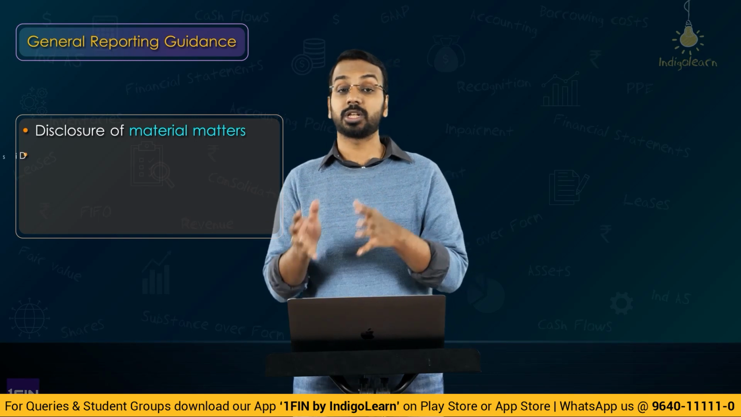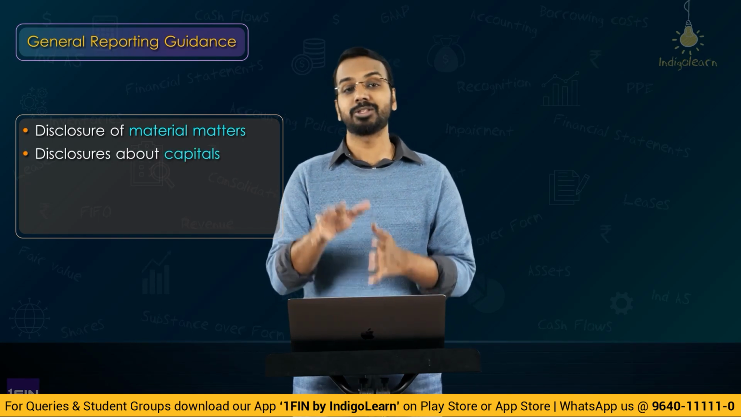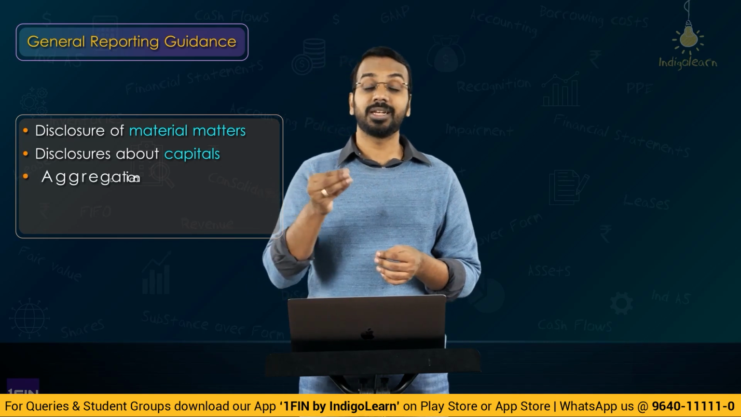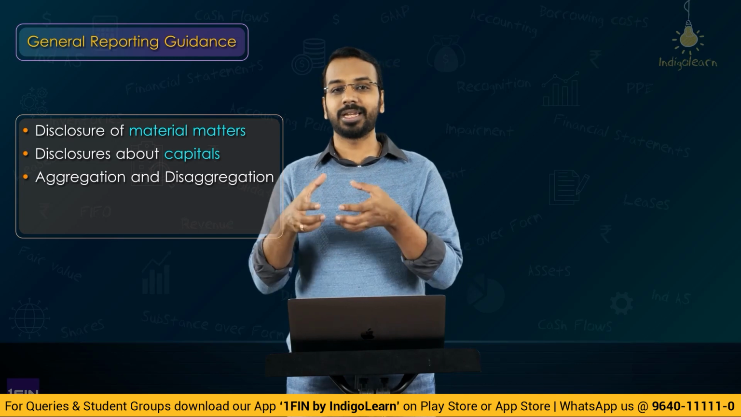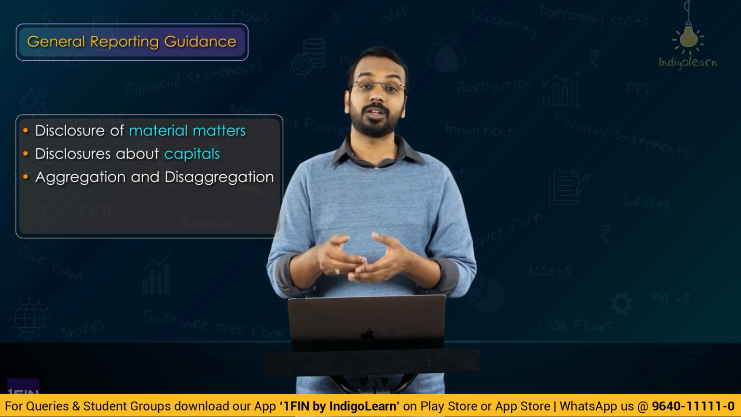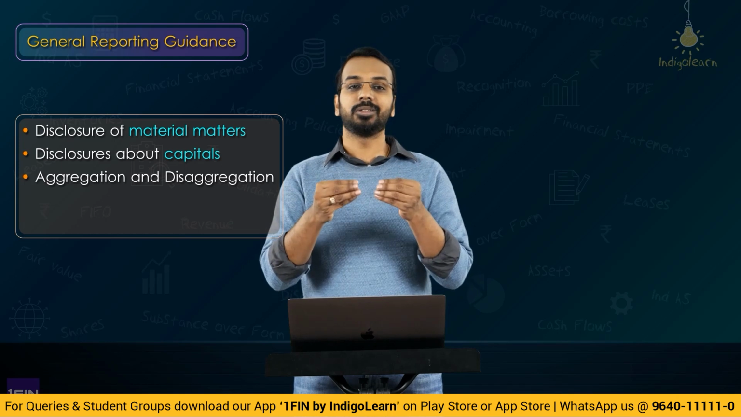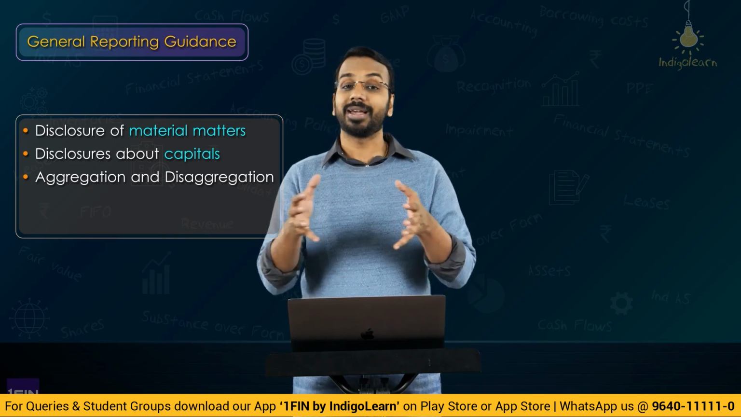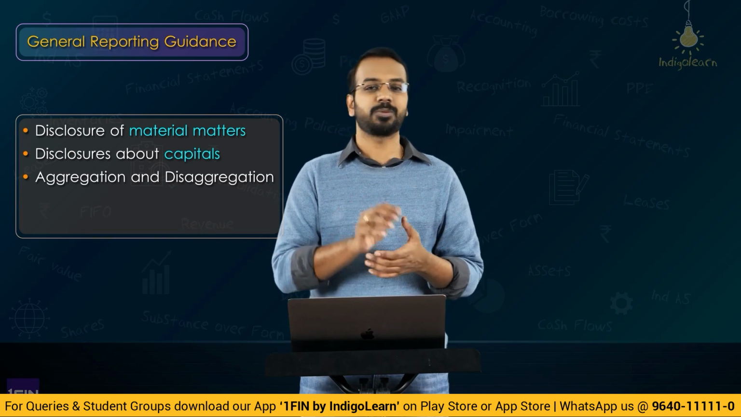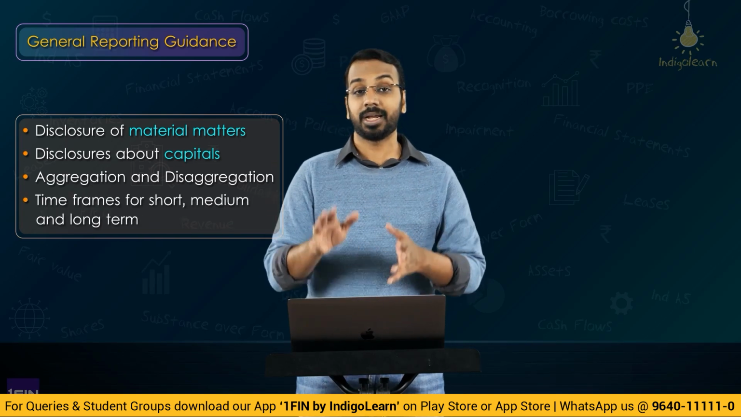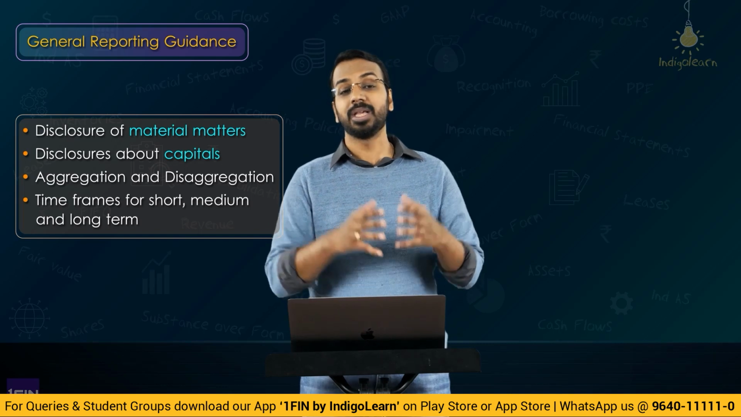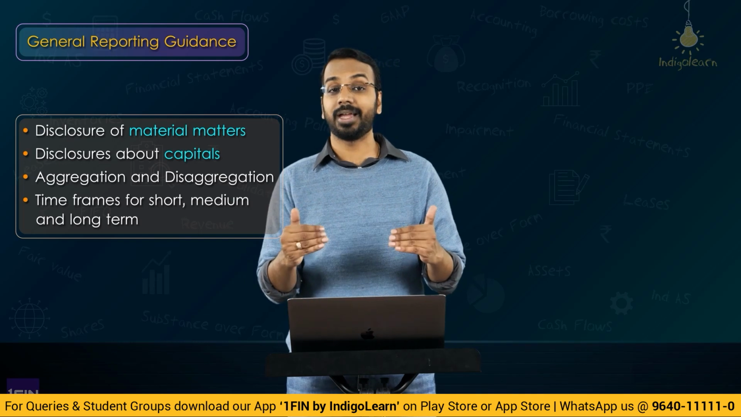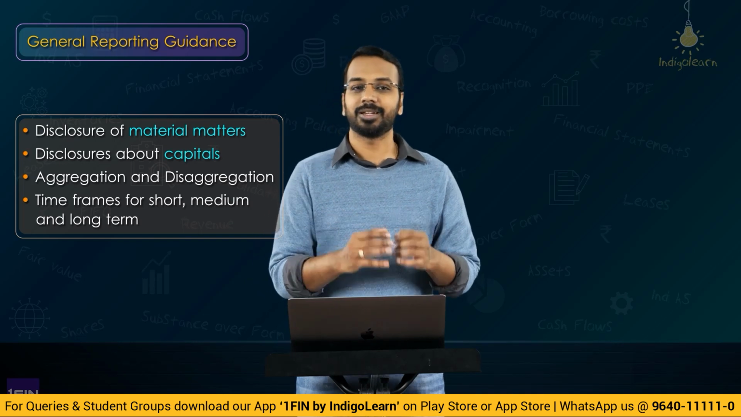The second one is disclosure about capitals. So, we have talked about 6 capitals, all of those capitals must be disclosed. Then the next part is aggregation and disaggregation. So at what level should the data be aggregated and presented? That should be decided by the management depending on the utility to the stakeholders, right? Should you give too much detail or should you give aggregated and summarized information? The management has to take a call. And then the time frame, right? So what is short term, what is medium term, what is long term? It depends on company to company, industry to industry. So again, this has to be properly defined while preparing the integrated report.